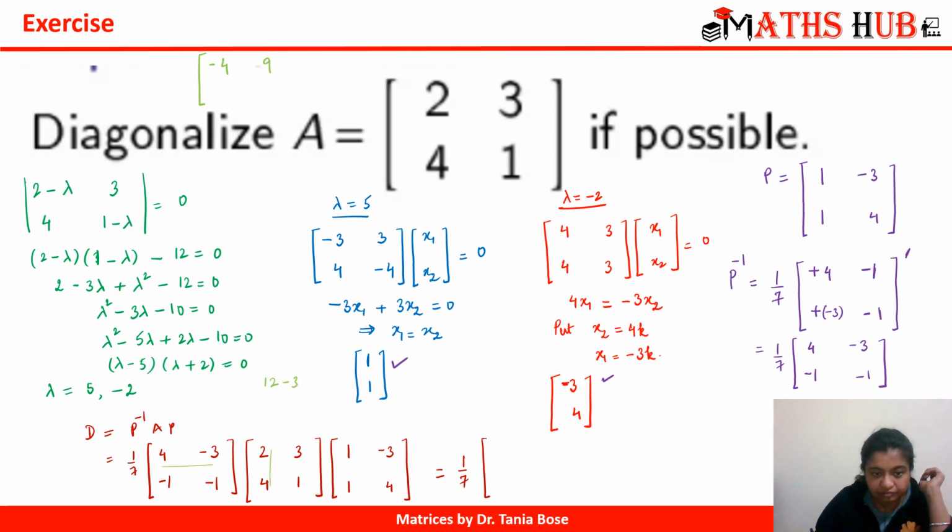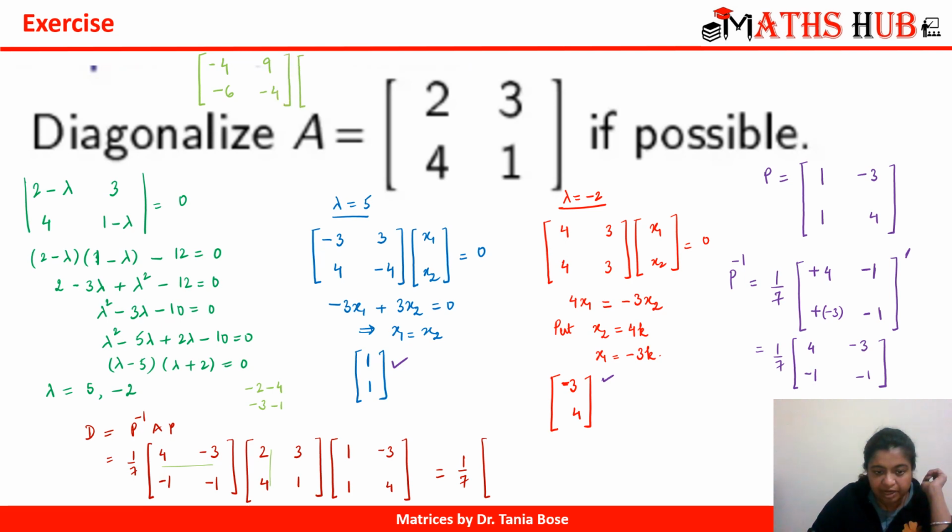Then we have the second row multiplied by the first column. Minus 1 into 2 is minus 2 and then minus 4. So we get a minus 6 over here. Then minus 1 into 3 is minus 3, minus 1. So that leads to minus 4, right?